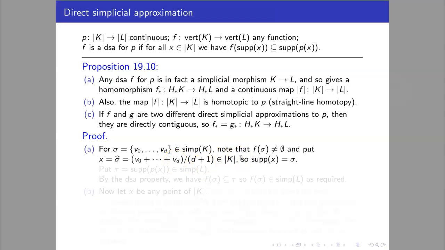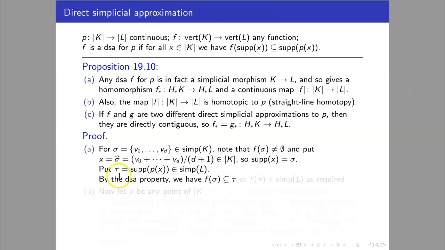And the support is the set of vertices that have positive coefficient. And so those are just the vertices v0 up to vd, which all appear with the coefficient 1 over d plus 1. So we find that the support of x is just the original simplex sigma. And then we've got our point p(x) lying in |L|, and that's got a support as well, which we're going to call tau, so that's some simplex of L.